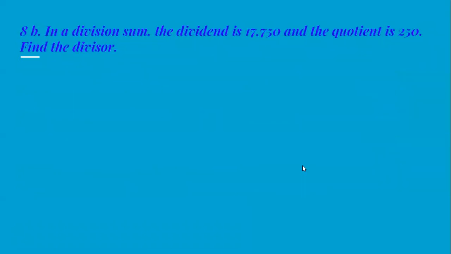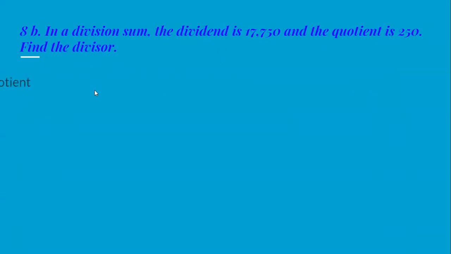Now the next sum is 8B. In a division sum, the dividend is 17,750 and the quotient is 250. Find the divisor. Dividend is given, quotient is given, you have to find out the divisor.